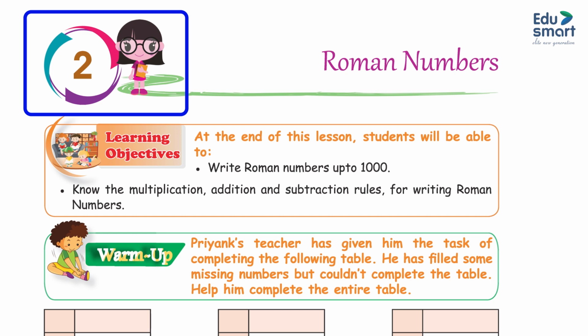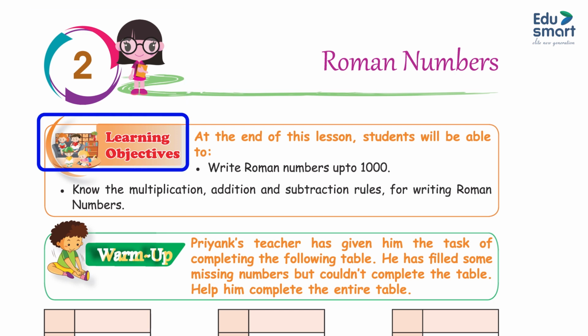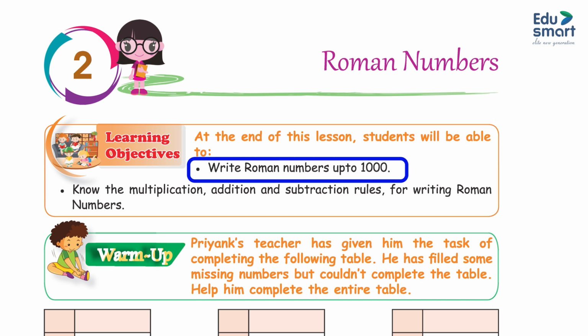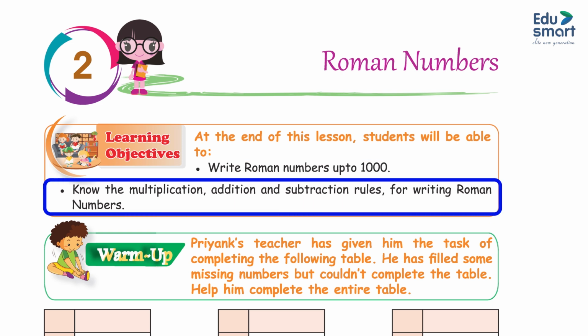Chapter 2: Roman Numbers. Learning Objective. At the end of this lesson, students will be able to write Roman numbers up to 1000. Know the multiplication, addition and subtraction rules for writing Roman numbers.